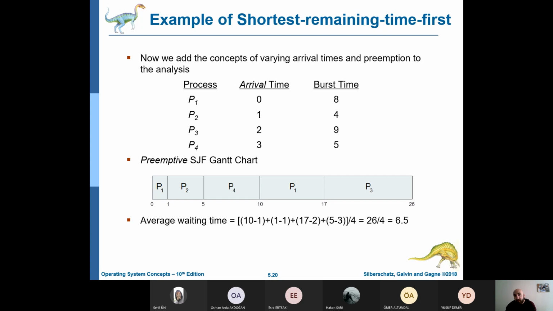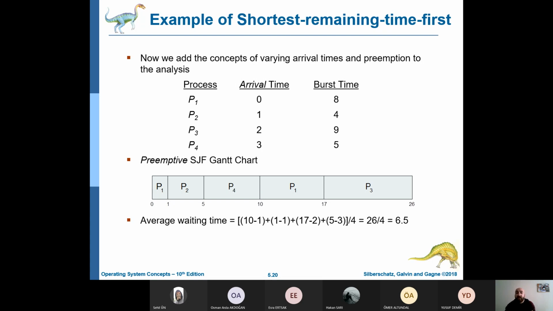Preemptive shortest job first scheduling is sometimes called shortest remaining time first scheduling. As an example here, consider the following four processes with the length of the CPU burst given in milliseconds. Process P1, burst time 8, arrival time 0. We have P2 with the arrival time 1 and burst time 4 milliseconds. We have P3 with the arrival time 2 and burst time 9 milliseconds. And at last, we have P4 with the arrival time 3 and burst time 5 milliseconds.